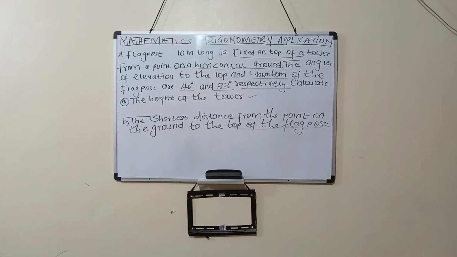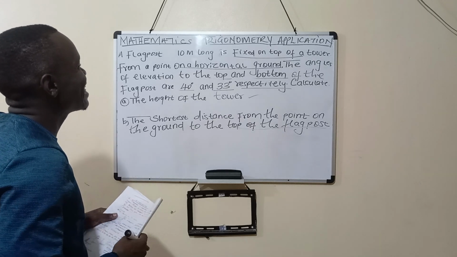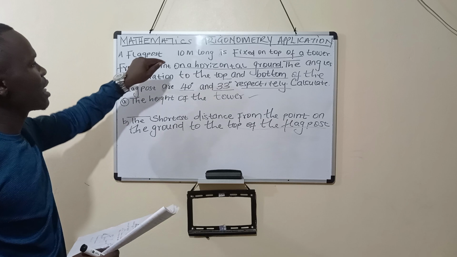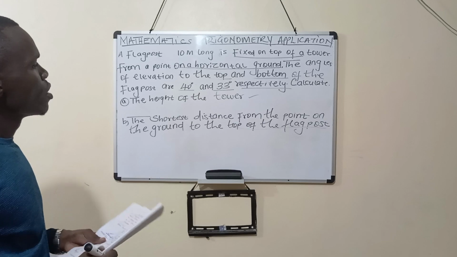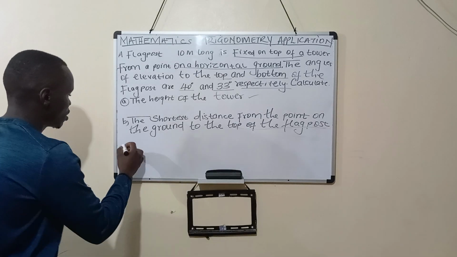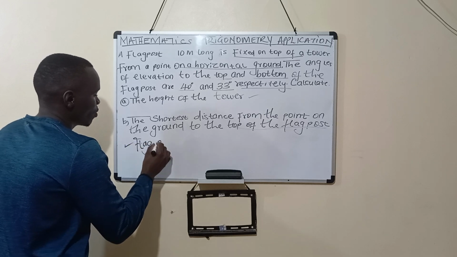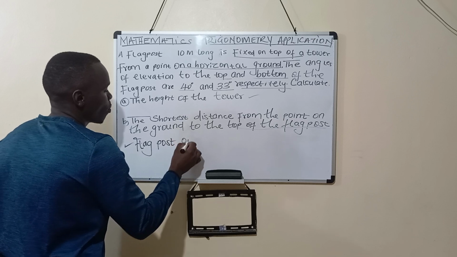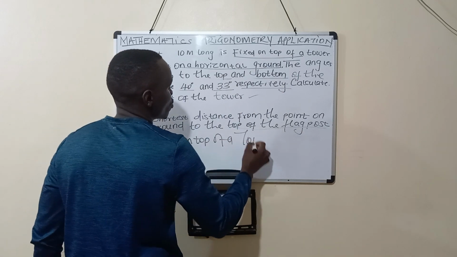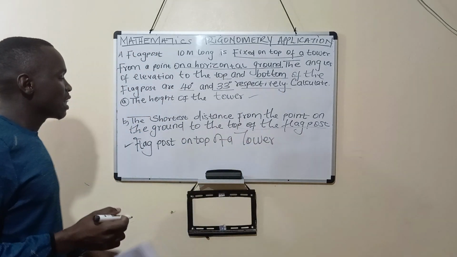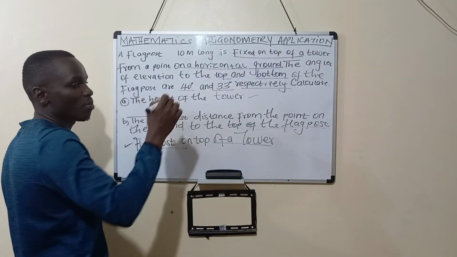In this case, you must be able to pinpoint the key parts of this question so that you can interpret it properly. Number one, you must understand that in this question, there is something called a flag post, which is on top of a tower. This is the basic important part of this question: the flag post that is on top of a tower.